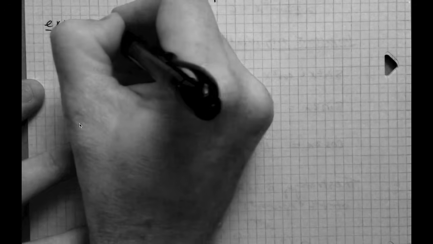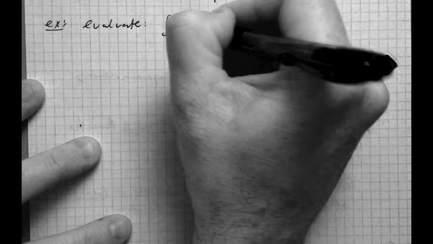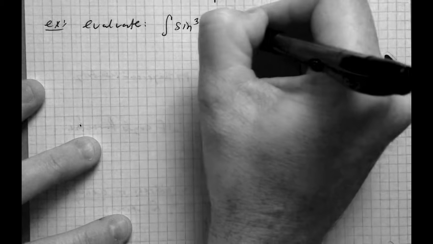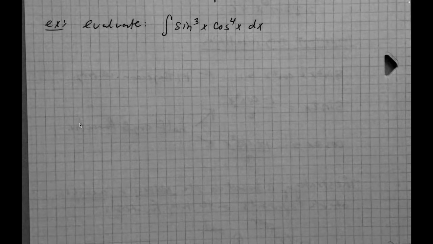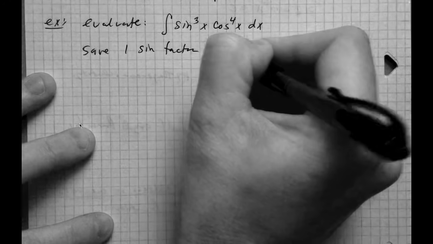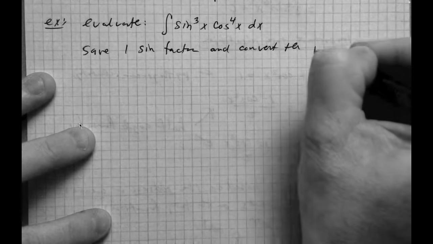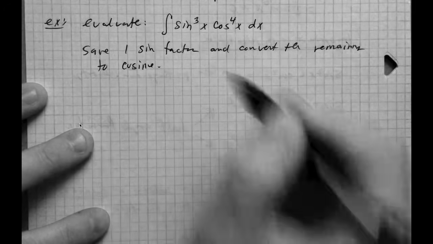So let's evaluate the integral of sine cubed x cos to the 4th power x dx. Notice in this case you've got sine raised to the 3rd power, so it's odd and positive. So we're going to save one sine factor and convert the remaining factors to cosine.